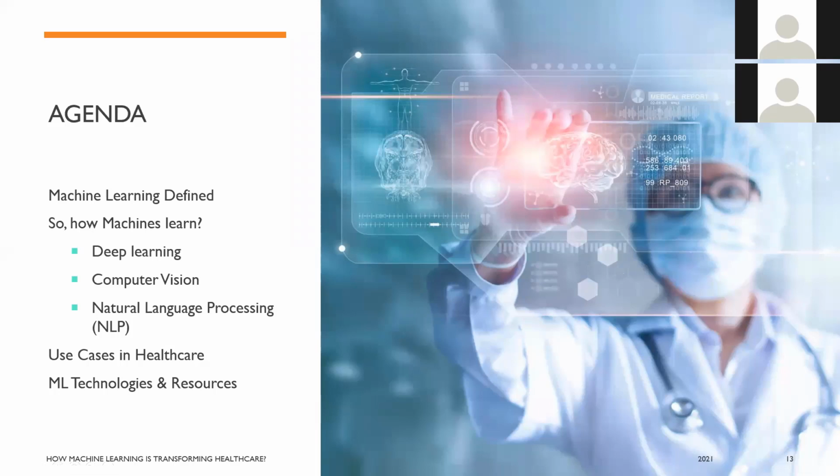So I will start with the formal definition of the term machine learning, proceeding to a brief description of how machine learning works. Then we will explore the core concepts of deep learning, computer vision, and natural language processing. At that point, with our newly developed vocabulary and understanding of the concepts, we will see major use cases of machine learning in healthcare. At the end, I will discuss the state-of-the-art technologies and resources available for developing machine learning applications.